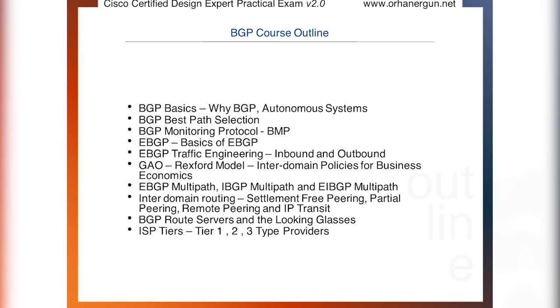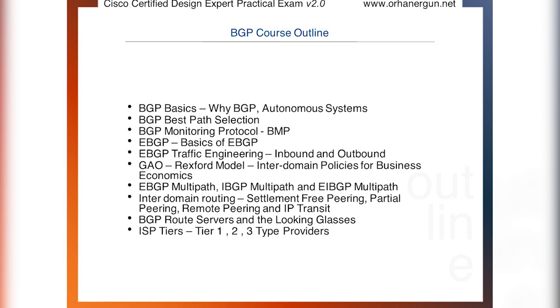After that we will start with eBGP, external BGP: basics of eBGP, loop prevention, those kinds of things. Then, since we will learn lots of BGP attributes in the BGP best path selection algorithm topic, in eBGP traffic engineering we will use those attributes for inbound and outbound traffic engineering. So how we can send traffic from our network to the outside world, and how we can receive traffic from the outside world to any of our co-location data centers or internet gateway locations.